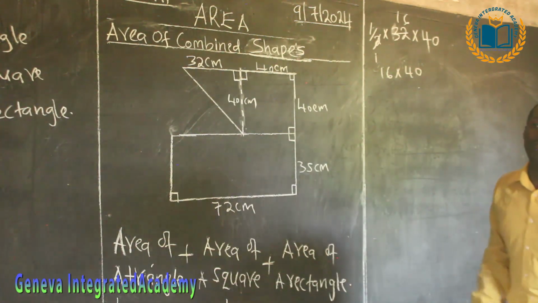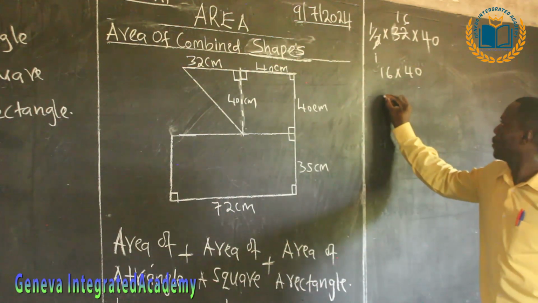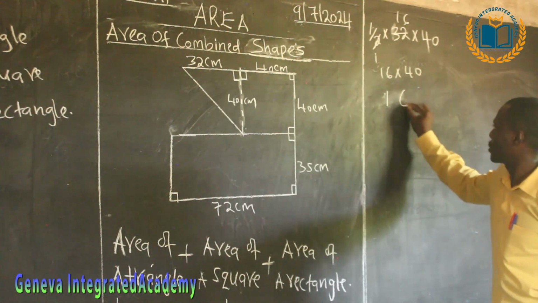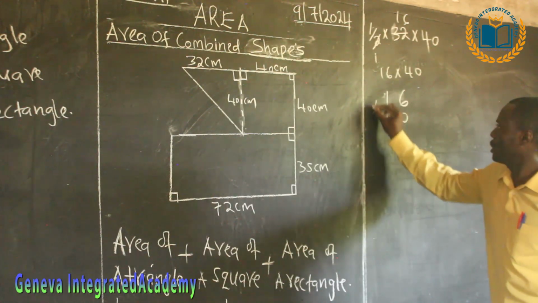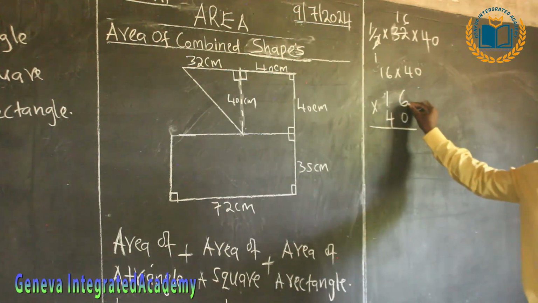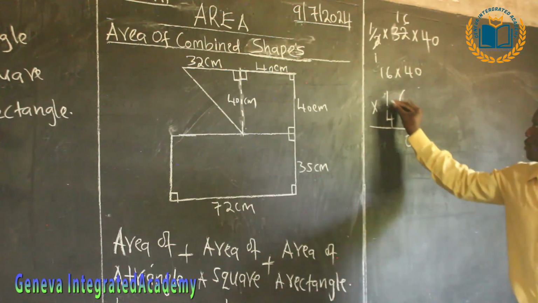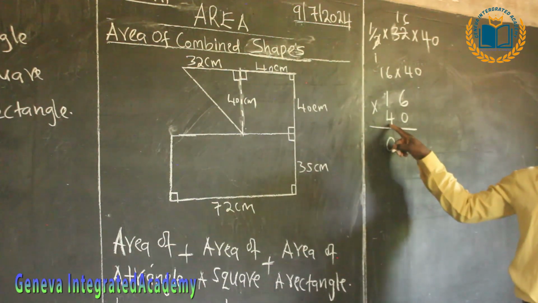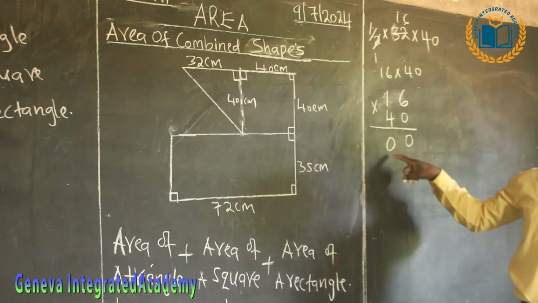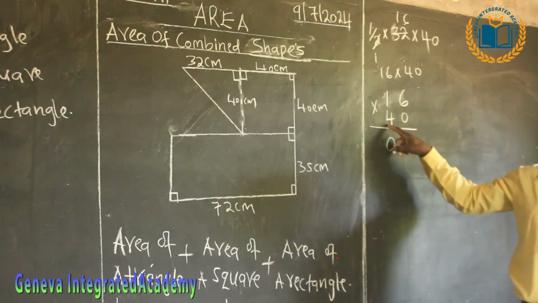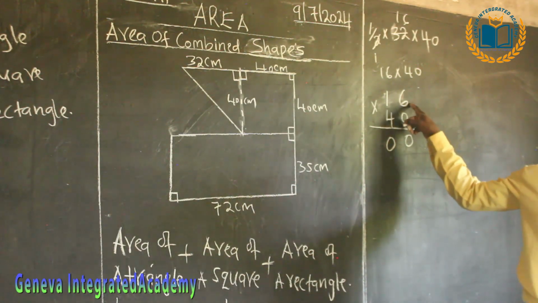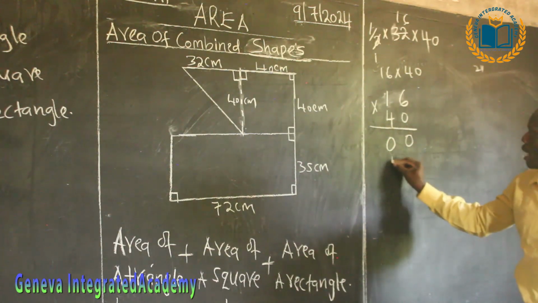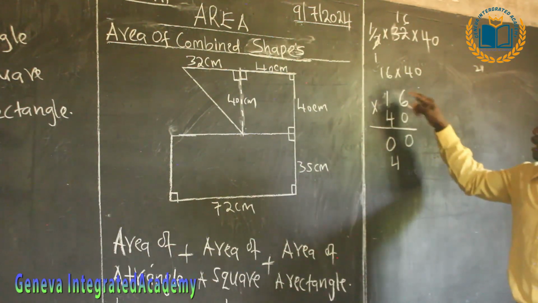So 16 multiplied by 40. Let me start by multiplying 16 by 40. 0 times 6 is 0. 0 times 1 is 0. Now this 4 is in the tens position, so when you multiply, you put it at the tens position. So you take 4 times 6, which is 24. We write 4 here and carry 2.